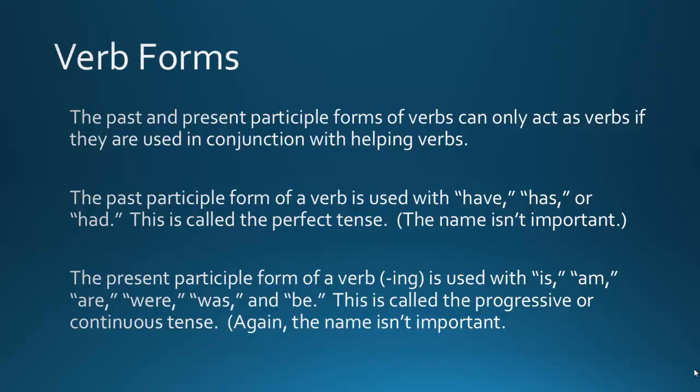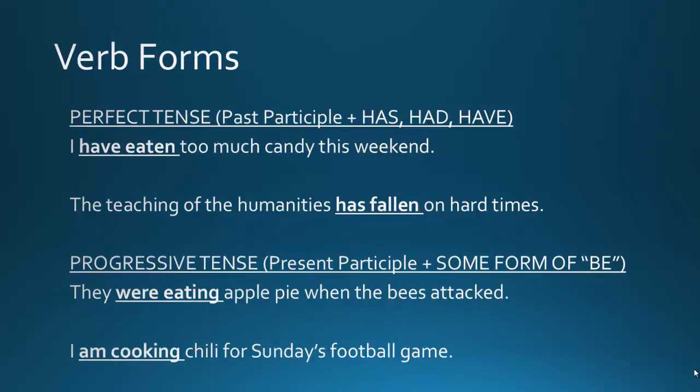Present participles are used with those to be words, okay? Is, am, are, were, was, etc. This is called progressive continuous tense or continuous tense. Really, names are not important, but I have to call them something, right? So I'm going to use the names. All I'm really worried about is if you know how to use these words when you see them.